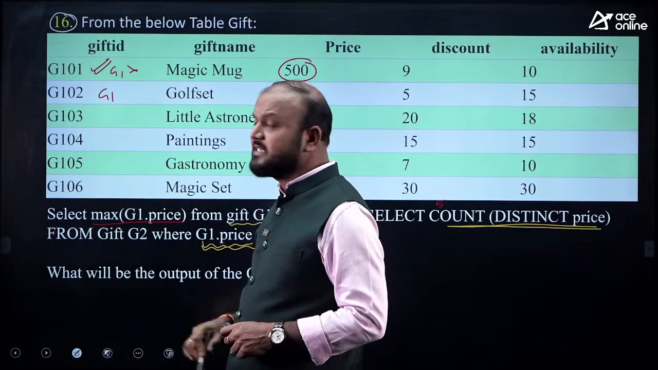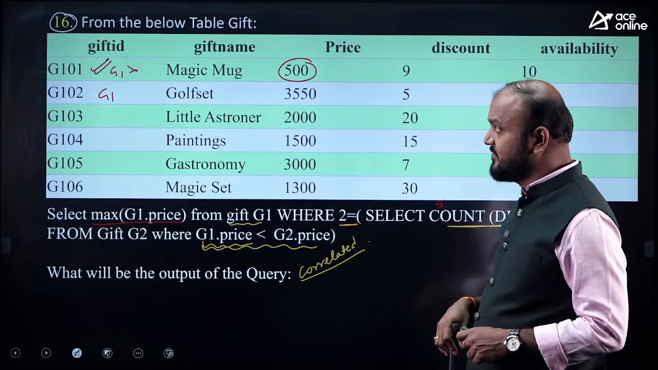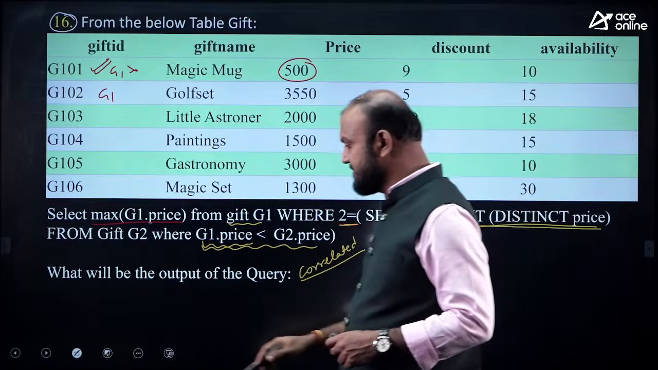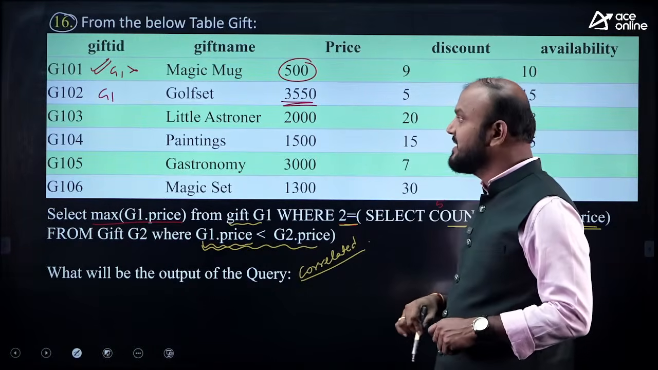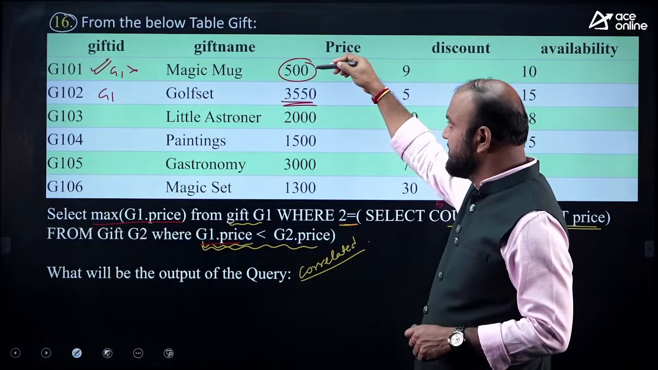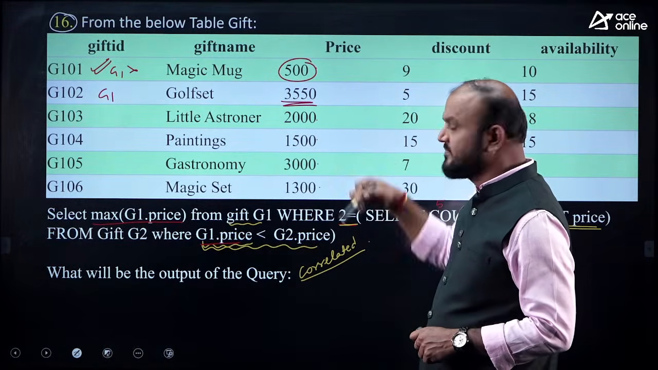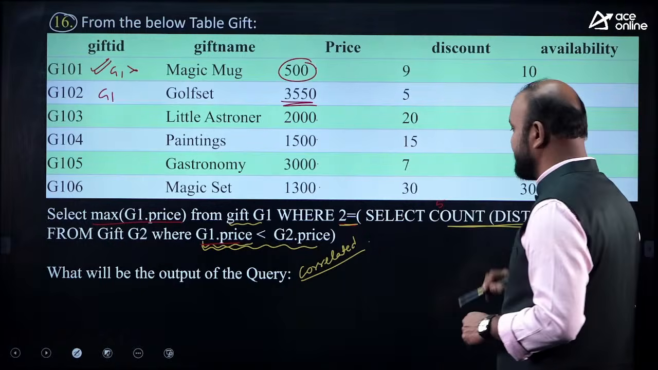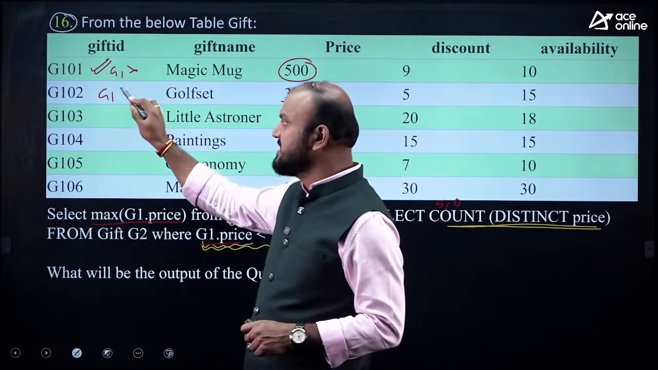If I assume this as gift G1, the remaining are gift G2. What is the price of this? 3550. Is it less than G2 price? The less-than condition is false for all of them, so the count is 0. Because the count is 0, this gift is also not going to be selected.